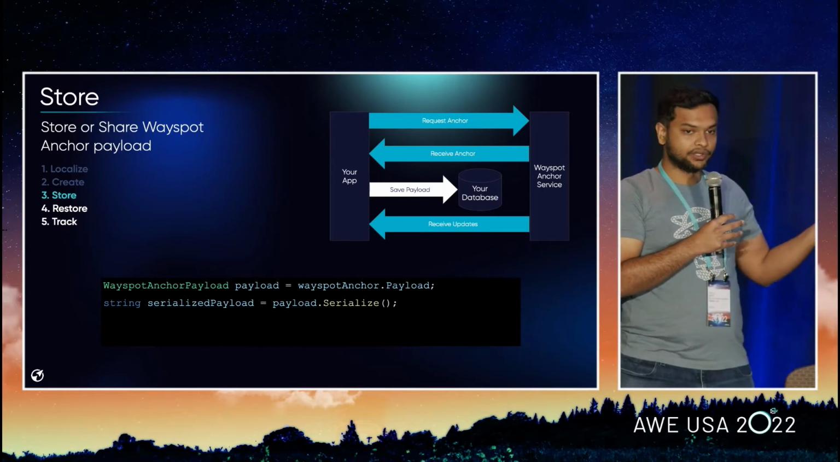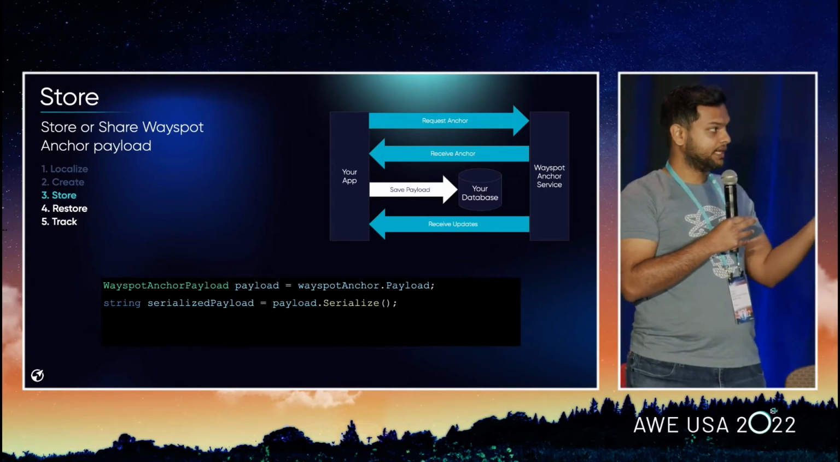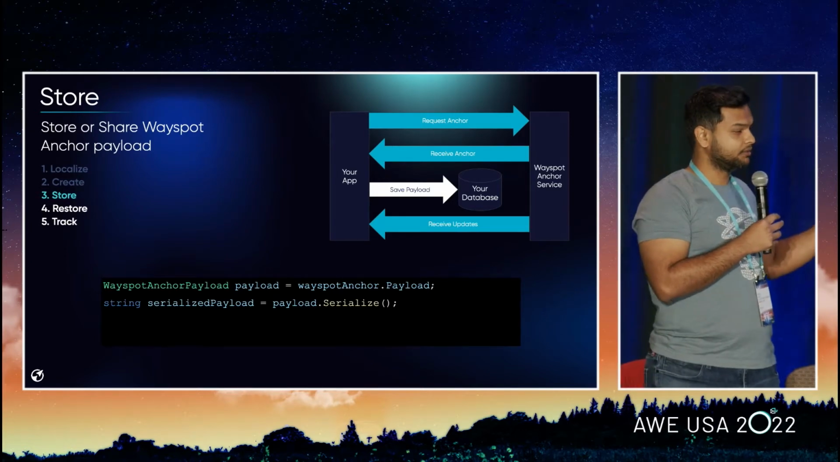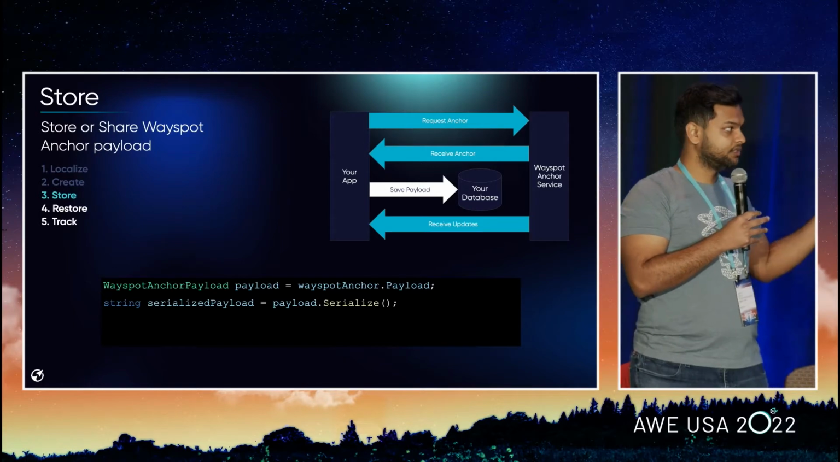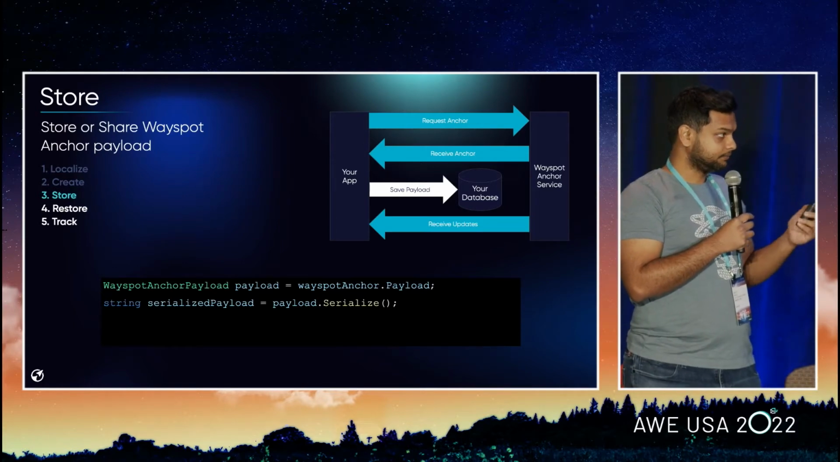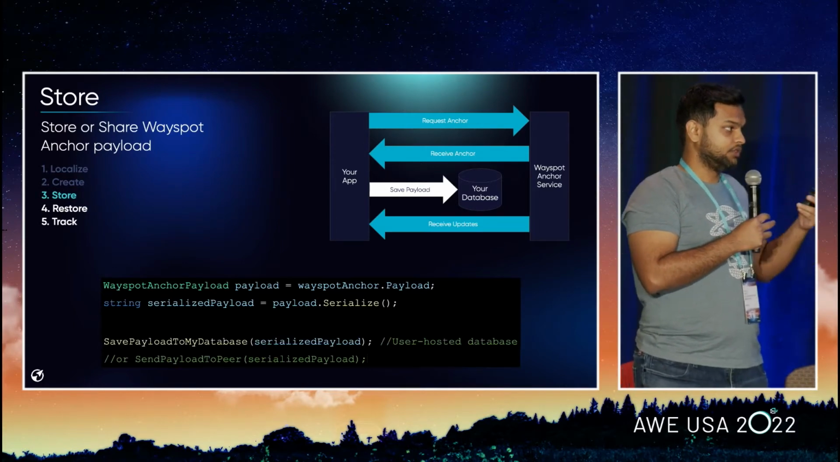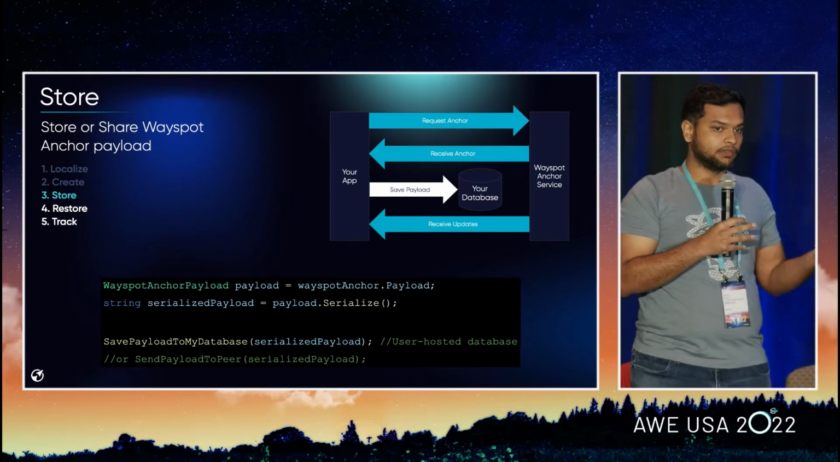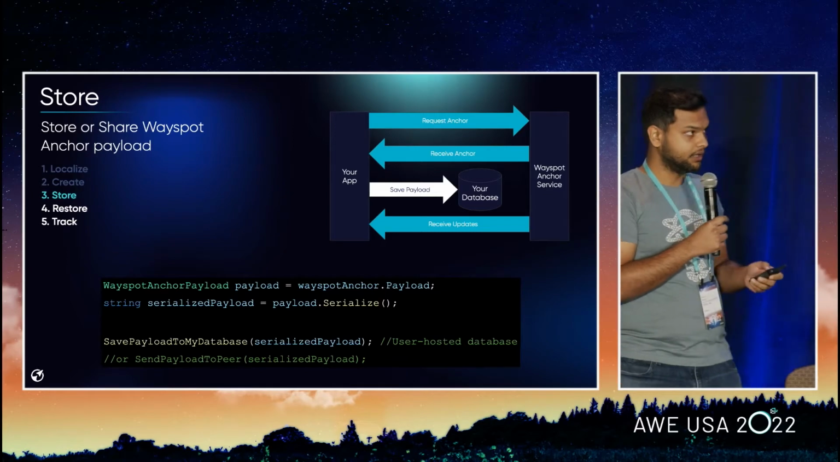The Wayspot anchor that you received in the previous callback has a payload which comes with a very handy serialized call. This serializes to about 200 bytes of data. You can just treat it as bytes or a string. You then write custom code to save this data. Again, you can host it on a database, or you can save it locally on device.